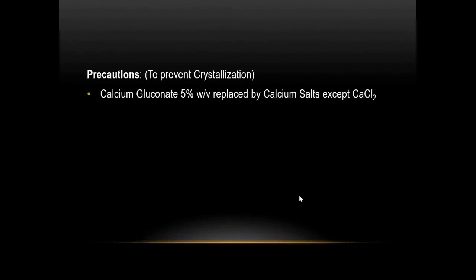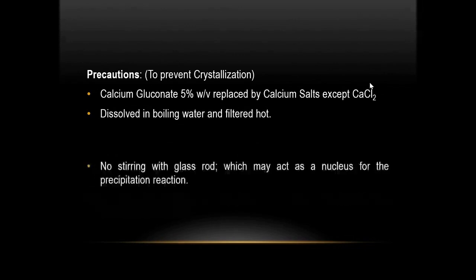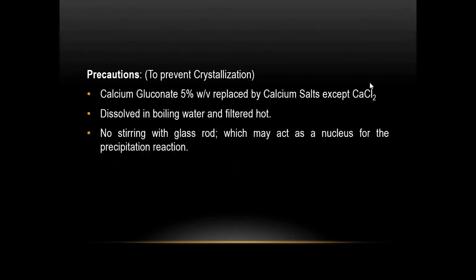Precautions to prevent crystallization: 5% of calcium gluconate is replaced by a calcium salt, except calcium chloride. Why except calcium chloride? Because it causes irritation and tissue necrosis. Then dissolve in boiling water and filter hot. No stirring with a glass rod, which may act as a nucleus for the precipitation reaction. So using a glass rod or any metal spatula is strictly avoided.